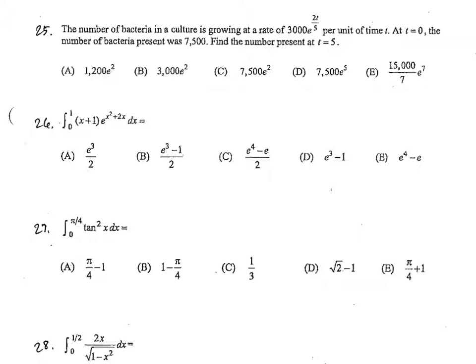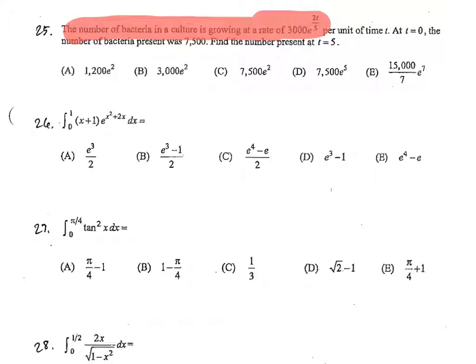If we read this one closely enough, I'm right here on this first phrase, and that's the part that we weren't reading closely enough. The number of bacteria in a culture is growing at a rate of 3,000 e to the 2t over 5 per unit of time. So the key word there is really the rate. What we needed to interpret this as is that's not y. If y is my population, we were interpreting it this way.